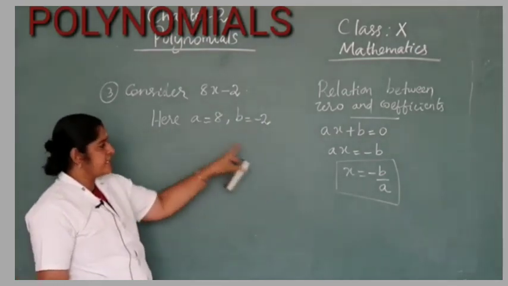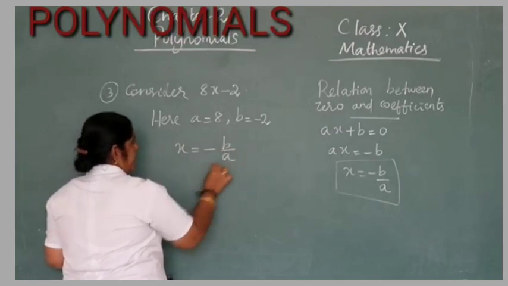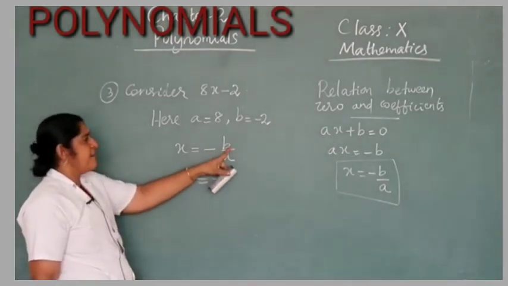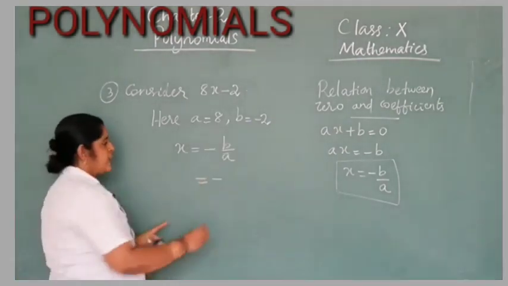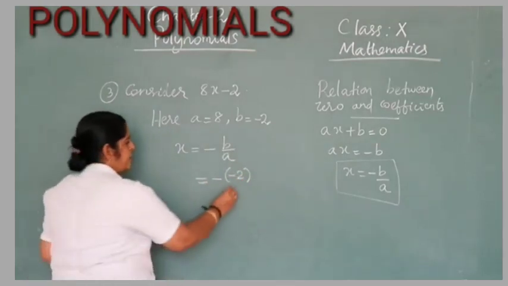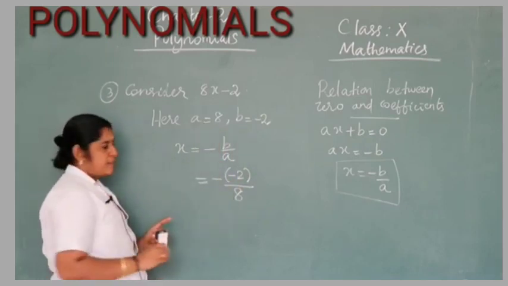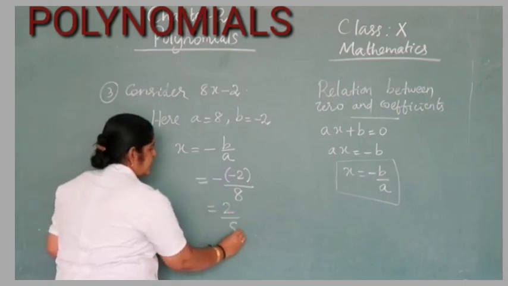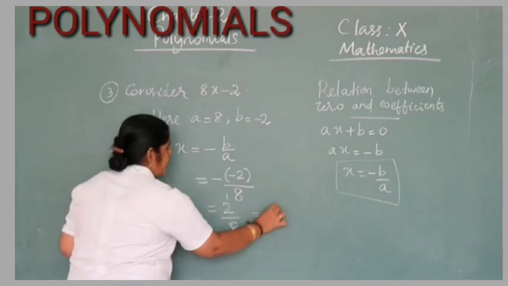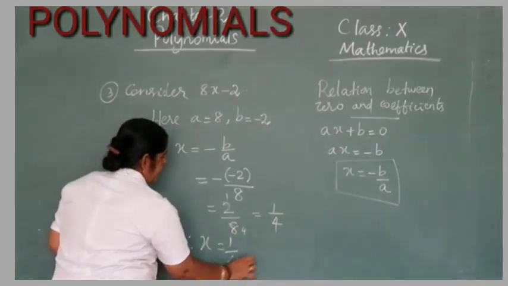Now when you want to find the 0, we will use the relation x equal to minus b by a. That is, minus is here already in the relation and then the b value is again on the minus side. So you want to use the bracket. Minus of minus 2 divided by a, which is 8. So minus of minus becomes plus. So it is 2 by 8. You can reduce 2 by 8, so it becomes 1 by 4. So thus we get the value of x as 1 by 4.